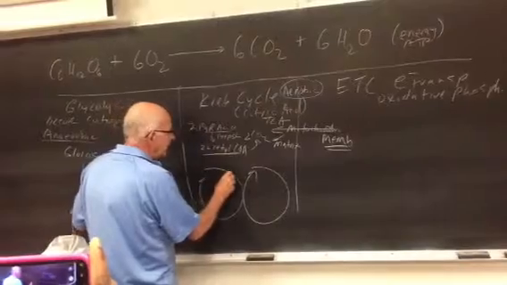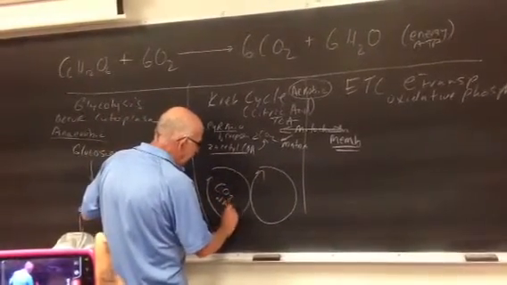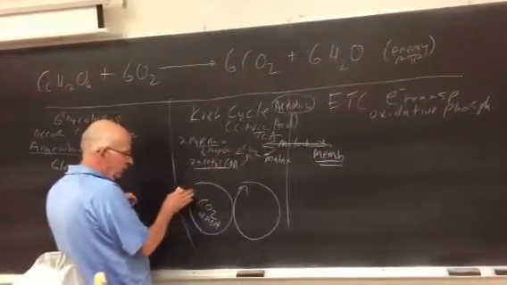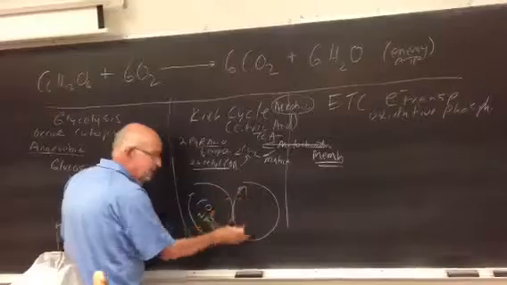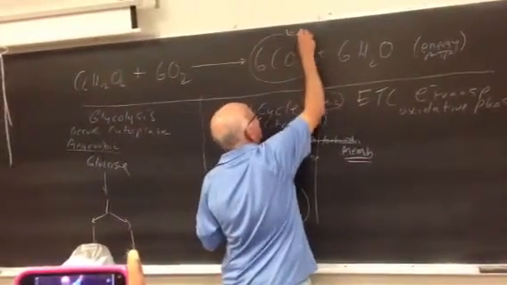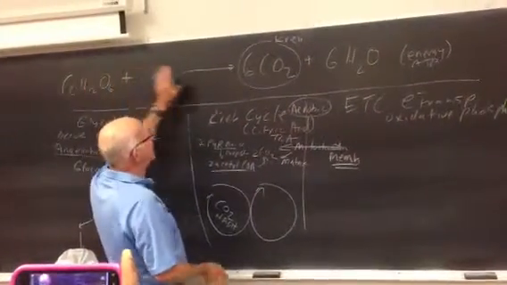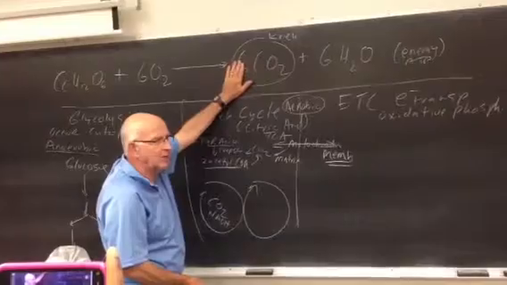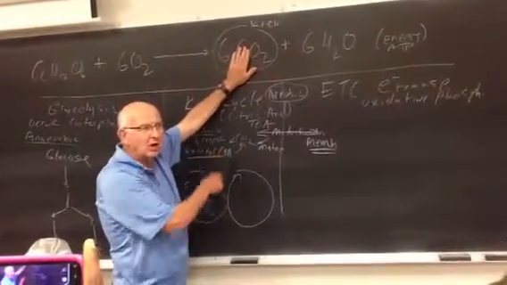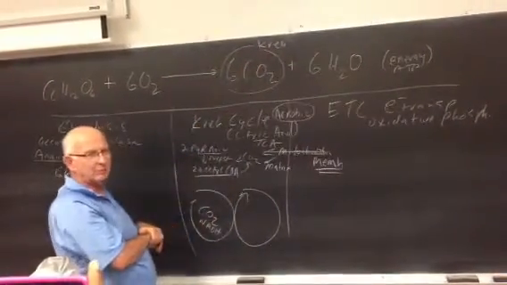What are the end products of the Krebs cycle? CO2 and NADH. How much CO2? 1, 2, 3, 4, 5, 6. 6 CO2s. So all of the carbon dioxide comes from the Krebs cycle. Glucose, completely oxidized, is converted to carbon dioxide, and the carbon dioxide all comes from those chemical reactions in the matrix which are associated with the Krebs cycle.